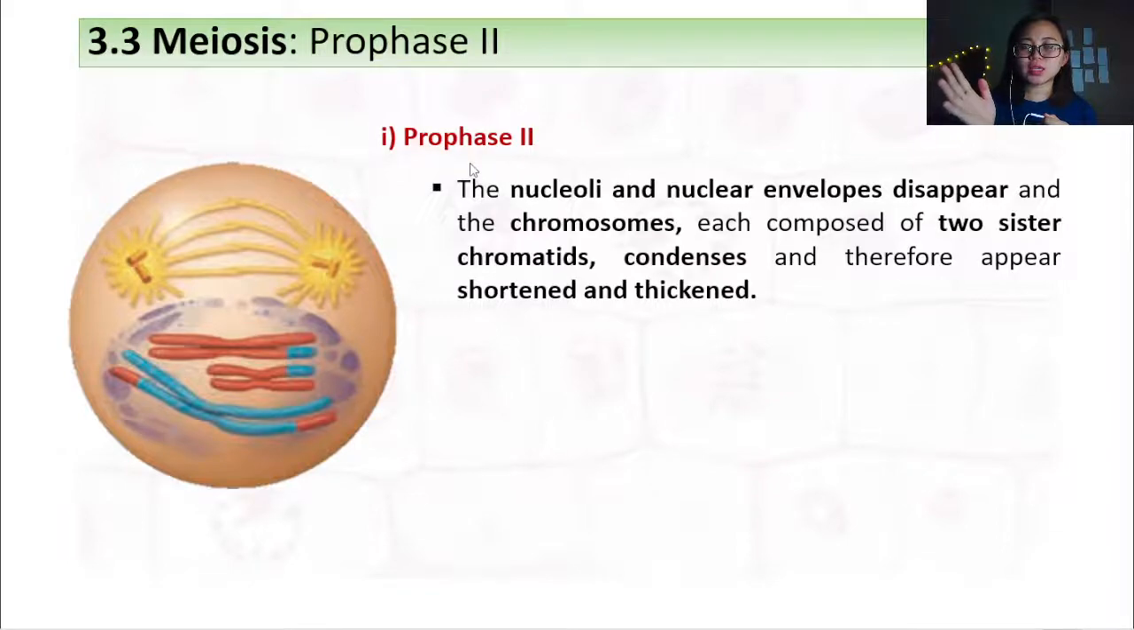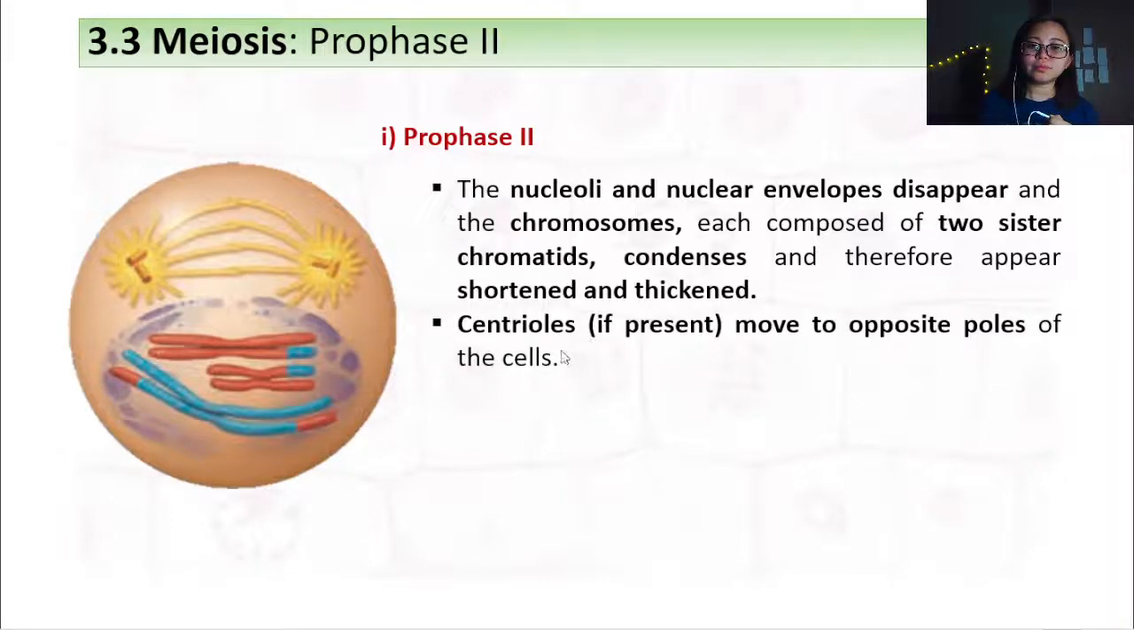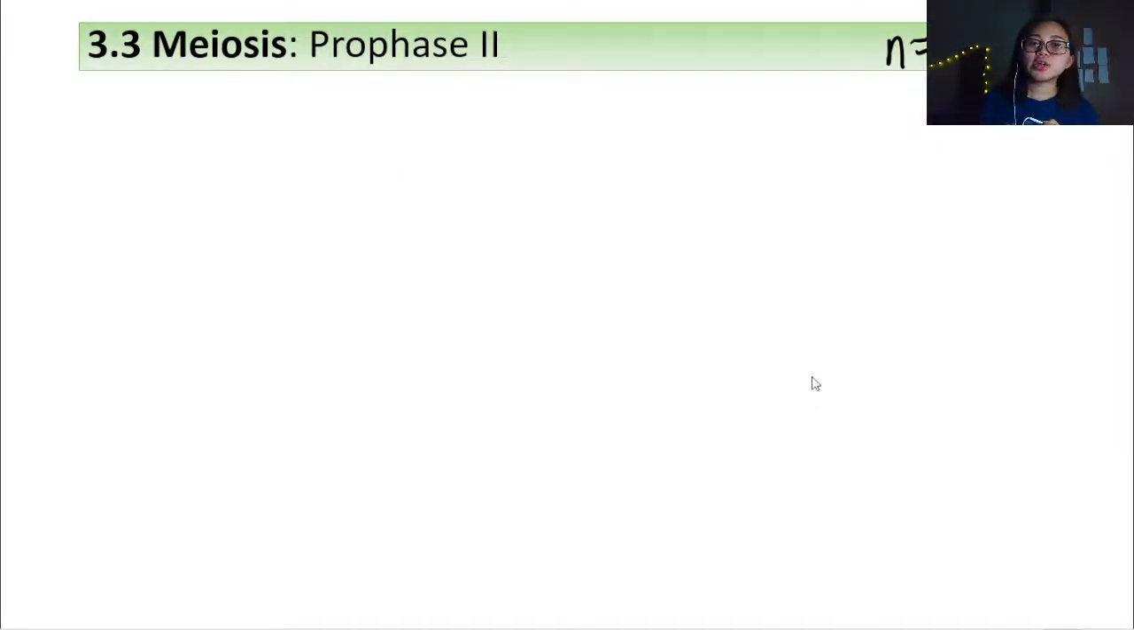Meiosis 2 is a lot like mitosis kan? So dia akan pisahkan sister chromatid saja. In this one, the nucleoli and nuclear envelopes will disappear, and the chromosomes, each composed of 2 sister chromatids, condense and therefore appear shortened and thickened. Konsep yang sama, daripada chromatid yang panjang halus, dia tergumpal, dia jadi tebal, dia jadi padat, kita gelar dia sebagai kromosom. If there are any centrioles, they will move to opposite poles of the cell, and new spindle apparatus will appear. So now we are going to try drawing that prophase 2.